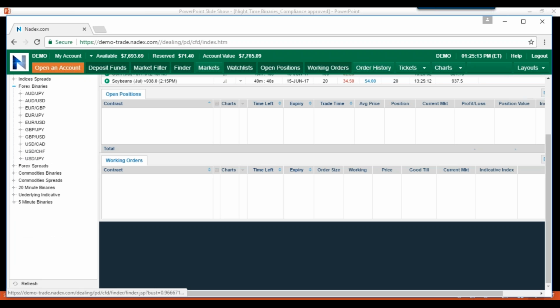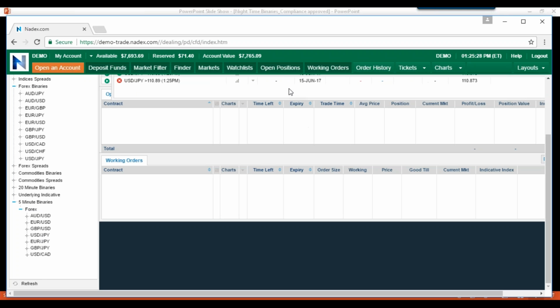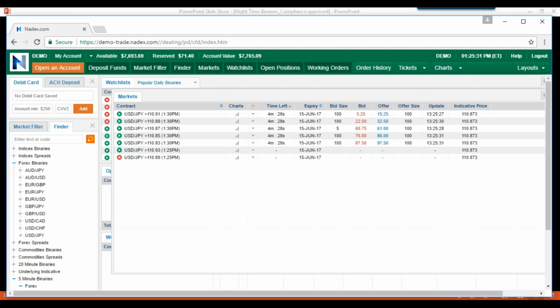The other thing I also have is 5-minute binaries, okay? Now, maybe you like to trade 5-minute binaries, maybe you don't, but Nadex offers 5-minute binaries on these 7 different Forex pairs. So again, USD yen. What do I mean by 5-minute binaries? For those of you that may not know, it's literally a binary that opens up and expires every 5 minutes. Like these right here expire at 1:30. We've got 4 minutes and 20 seconds left to go on it. And when those expire in 4 minutes and 15 seconds, a new binary will open up for 5 minutes. It expires 5 minutes later.